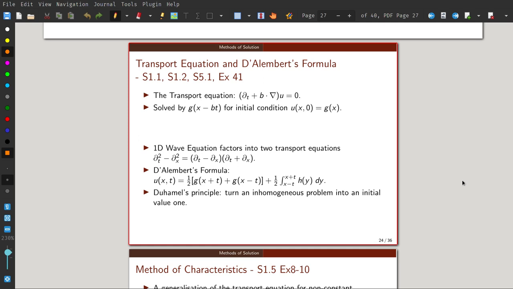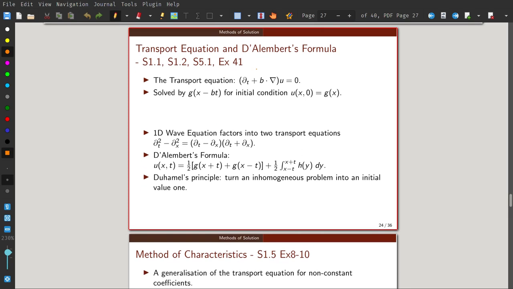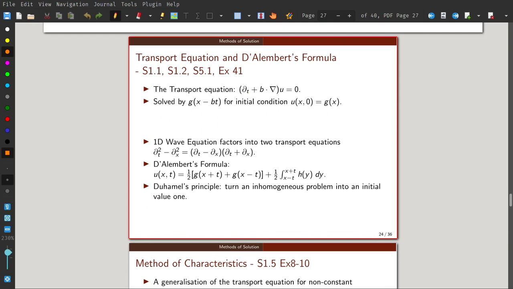So let's recall what the transport equation is. It is a first order linear partial differential equation given here. So if we were to write out what this bit was, we would have just a sum over some coefficients b_i multiplied by the ith derivative in space of u, something like this. And this is the homogeneous transport equation because, of course, it's equal to 0.